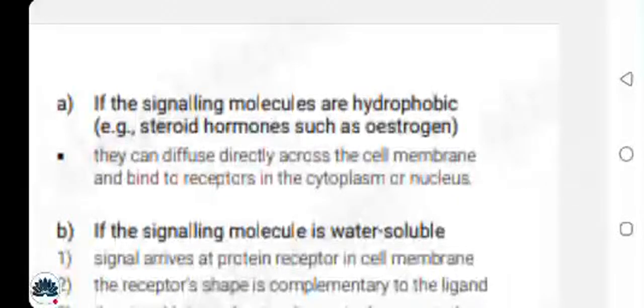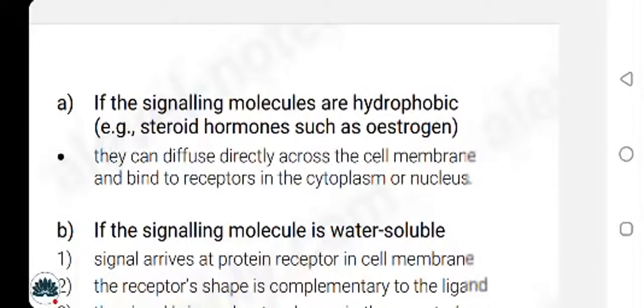If the signaling molecules are hydrophobic, such as steroid hormones like estrogen, they can diffuse directly across the cell membrane and bind to receptors in the cytoplasm or nucleus, as is visible to you.